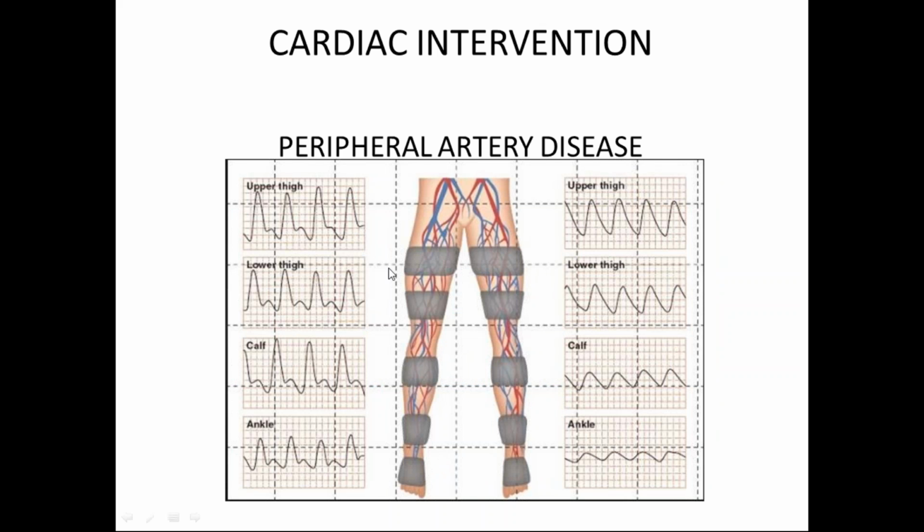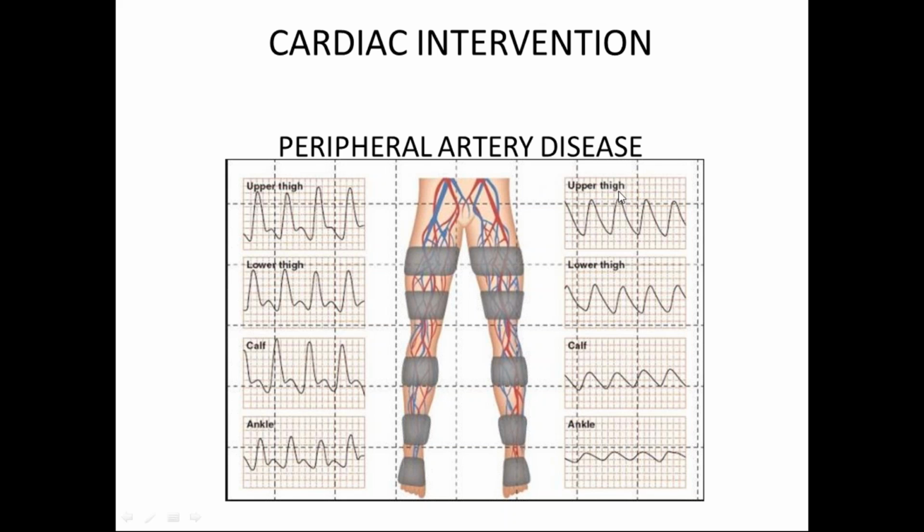So again, if you look at this, there are one, two, three, four, five cuffs: an ankle, a calf, an upper leg, a lower thigh, and an upper thigh. Again, you want to see your nice upstroke, a sharp peak, and a steep downslope with the dicrotic notch.